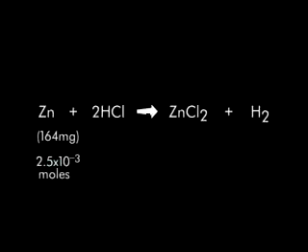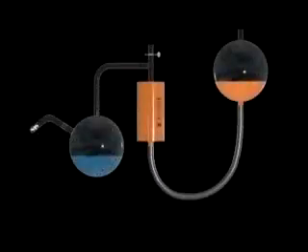When 2.5 × 10⁻³ moles of zinc is reacted with exactly twice as many moles of hydrochloric acid, the metal will react with the acid to yield both zinc chloride and 61 milliliters of hydrogen gas. This apparatus will enable us to demonstrate the concept of limiting reagents.